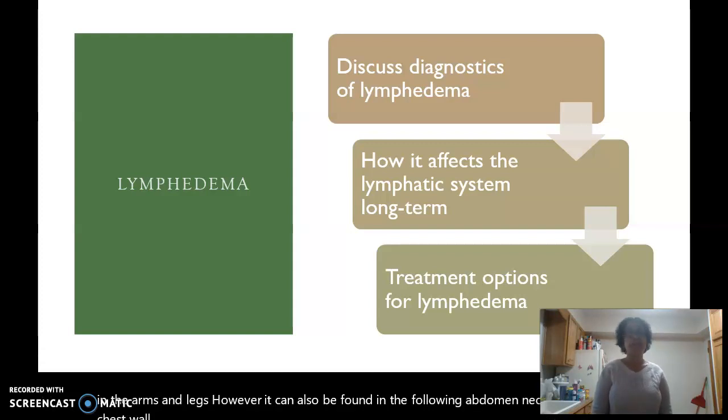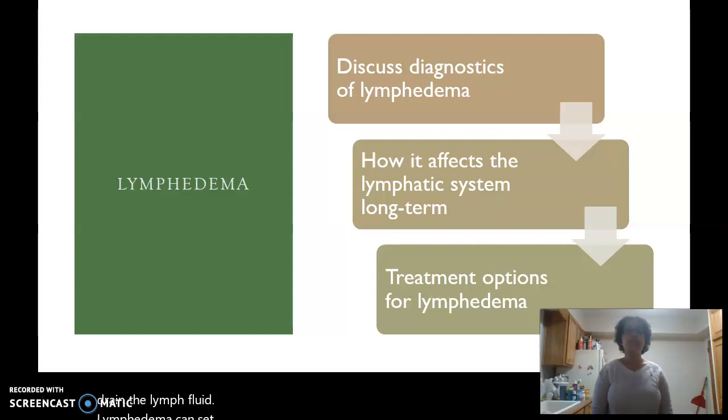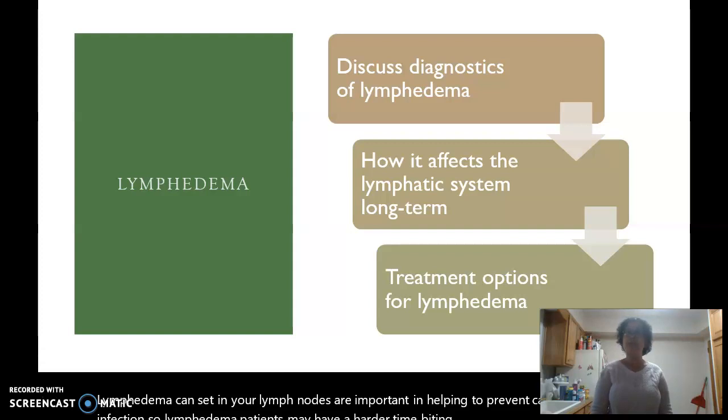Lymph nodes, as we know it, are crucial to the lymphatic system. With nowhere to drain the lymph fluid, lymphedema can set in. Your lymph nodes are important in helping to prevent cancer and infection, so lymphedema patients may have a harder time fighting infection and be more susceptible to cancer. Long term, it can lead to sepsis and surgery. Treatment options for lymphedema are manual lymph drainage, exercise, compression bandages and garments, and surgery.